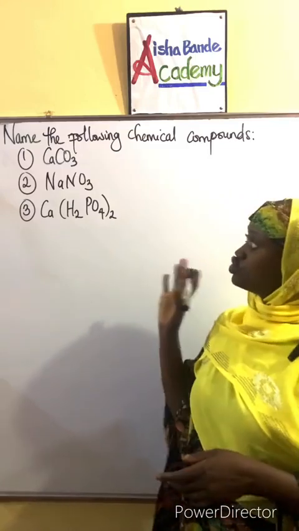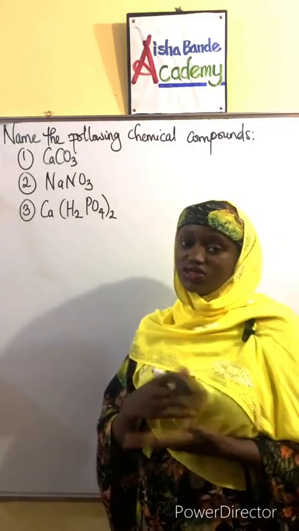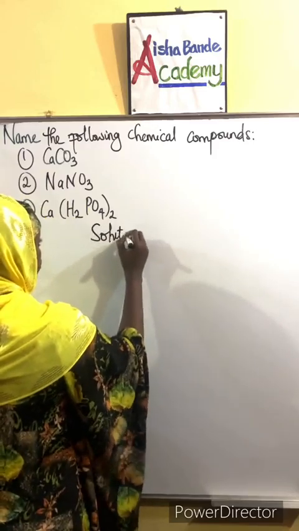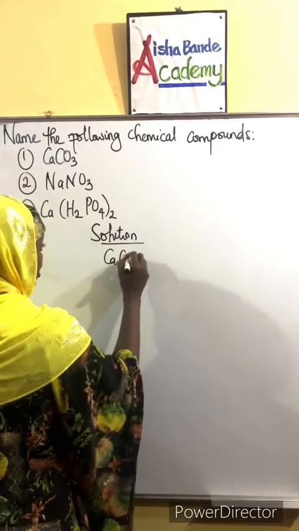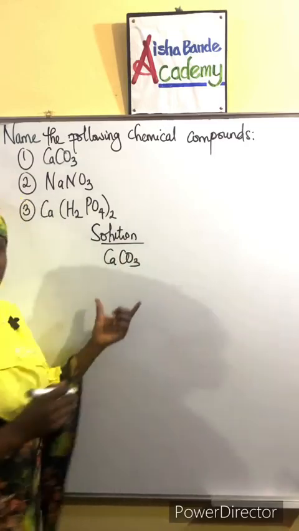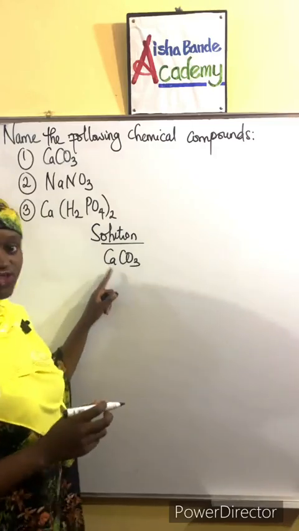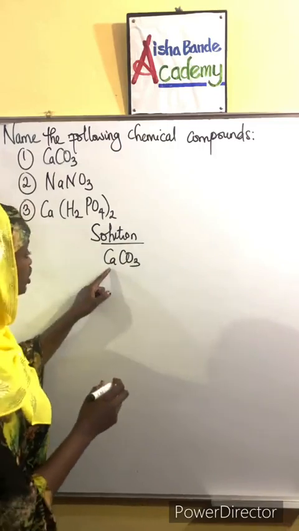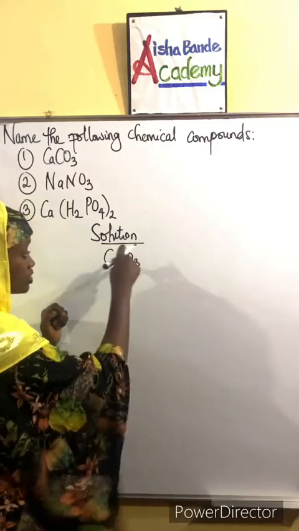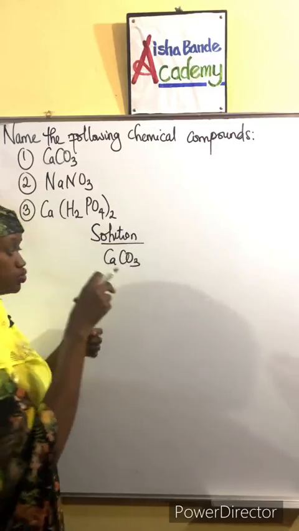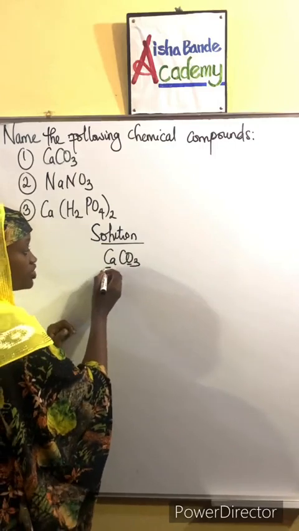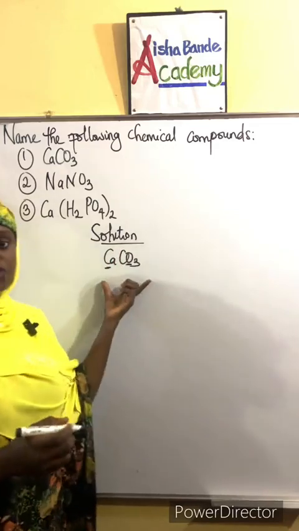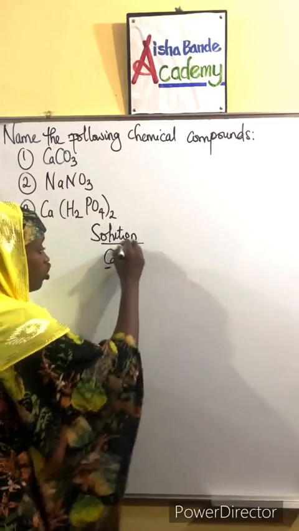Okay. So for us to be able to name any compound, we need to calculate the oxidation number. With the first one, which is CaCO3. So for us to name this compound, this is calcium. We have three elements in this compound. We have calcium, carbon, and oxygen. So in this compound, what we need to calculate is the oxidation number of the carbon.